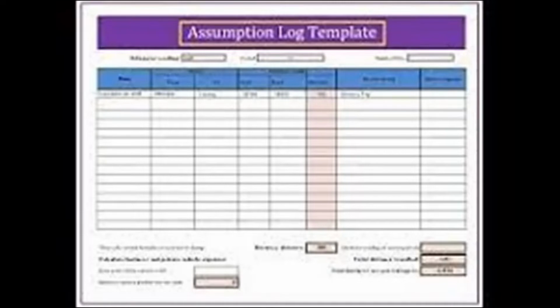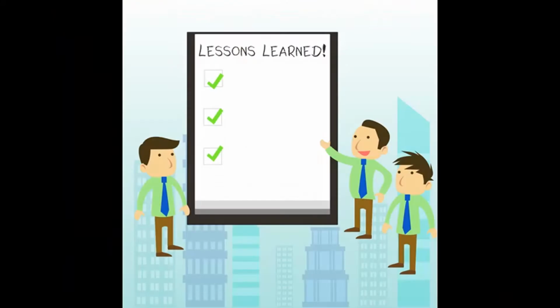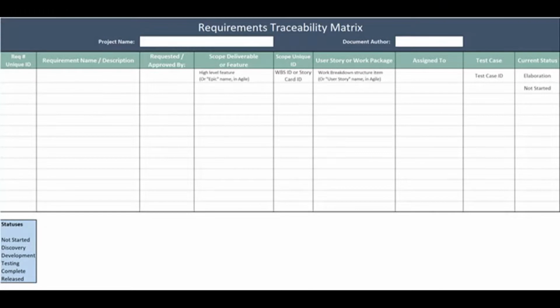Assumption log. New assumptions and constraints may be added, and the status of existing assumptions and constraints may be updated or closed out. Lessons learned register. Any lessons learned that will improve performance for current or future projects is recorded as it is learned. Requirements documentation. New requirements may be identified during this process. Progress on meeting requirements can also be updated.